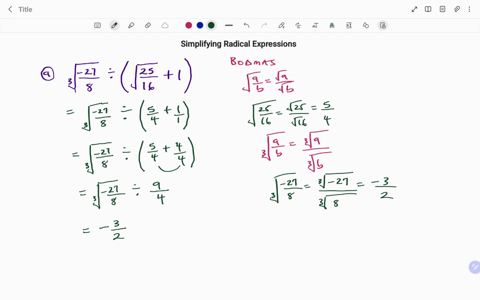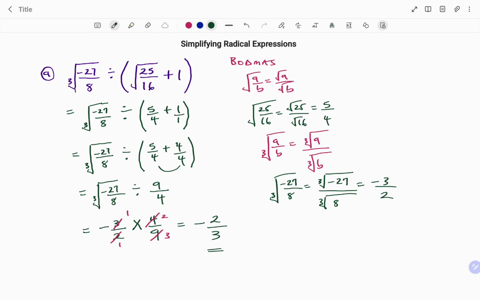When dividing fractions, there are two steps: I change my division sign to multiplication, and then I flip the right hand side, so that will give me 4 over 9. Simplifying, 2 and 4 reduce to 1 and 2, 3 and 9 reduce to 1 and 3. Therefore, I have minus 1 times 2, that's minus 2, over 1 times 3, which is 3. So my answer is minus 2 over 3.